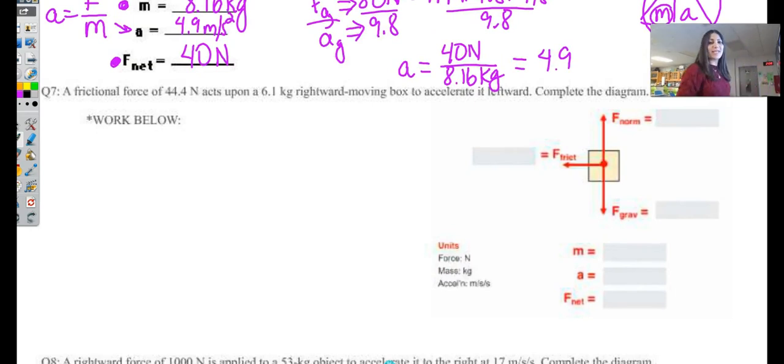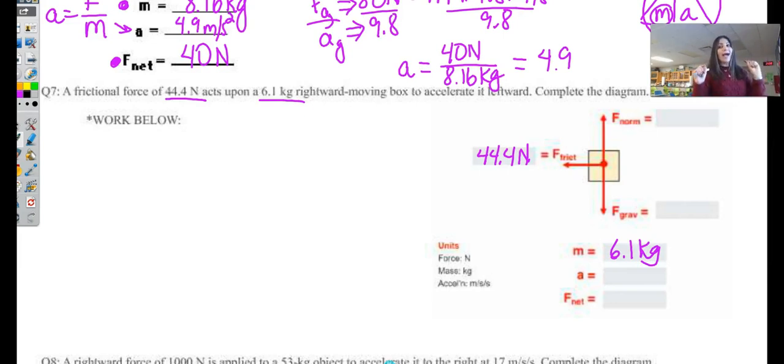All right? Okay, so I'm going to get right to it. So I have a frictional force of 44.4 newtons. So I'm going to plug that in right there. Then it says I have 6.1 kilograms. So I have to use all my numbers. That's my mass, 6.1 kilograms. Then it's accelerating left, and that's all they're telling me.